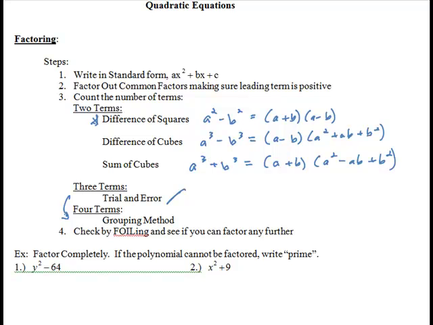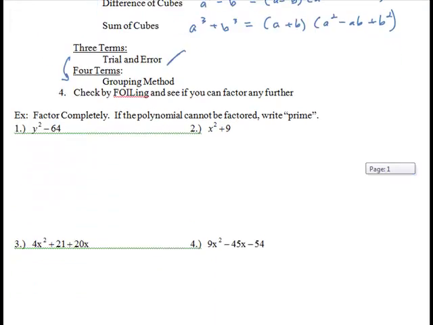Once you've factored everything, make sure you always check your factors to see if you can factor any further first of all, and then check your answer by foiling or multiplying the polynomials back together to make sure it does check out that you actually did factor it correctly. So let's look at a few examples.